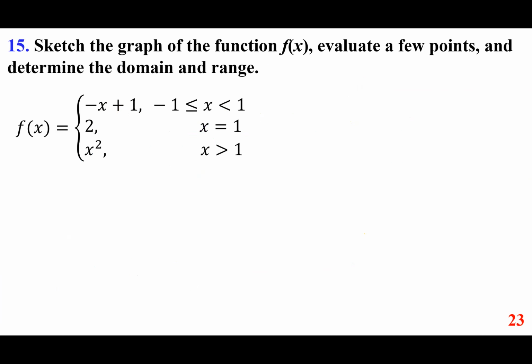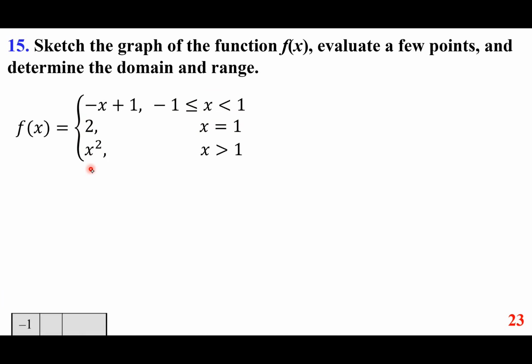All right. We want to sketch the graph of f of x equals minus x plus 1 when x is between negative 1 and 1, equal to 2 at precisely x equals 1, and x squared otherwise. So it's important to know what we call this. It's a piecewise defined function. So first, let's evaluate a few points just for the sake of argument. Then I'll show you how to graph them completely separately, then putting them together.